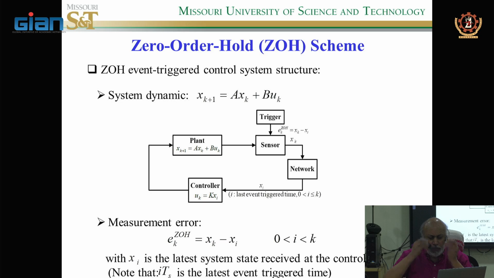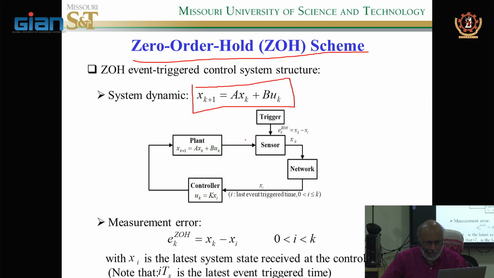So how does it work? This is what we're going to use. There are different ways you do that. One of them is zero order hold. So you have a trigger. You see that this is a discrete time system: x of k plus 1 is A times x of k.